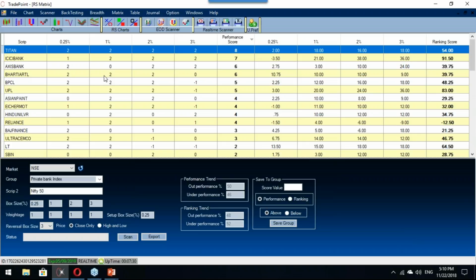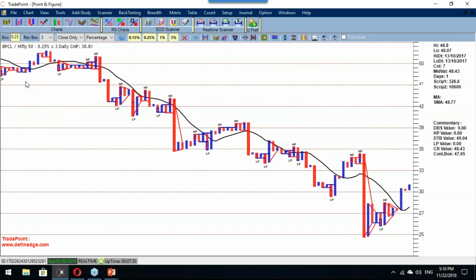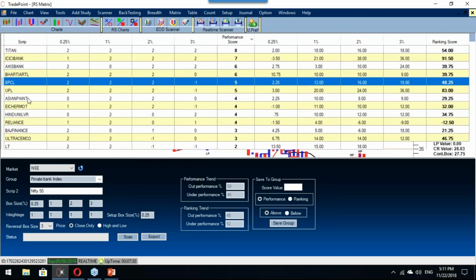I think you're getting slightly confused. We are not looking at the... See, but this is individual for every company. We are trying to look at the performance of that company with respect to the Nifty. If I click on BPCL, it is the chart of BPCL divided by Nifty. So we are trying to find out between BPCL and Nifty which is doing better, or which is not doing good.